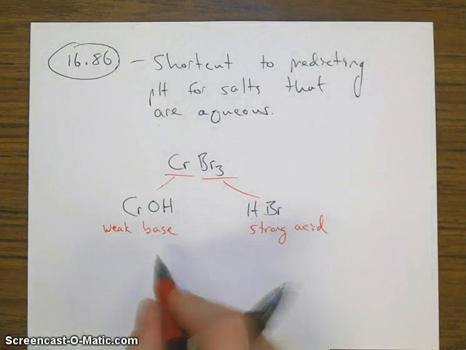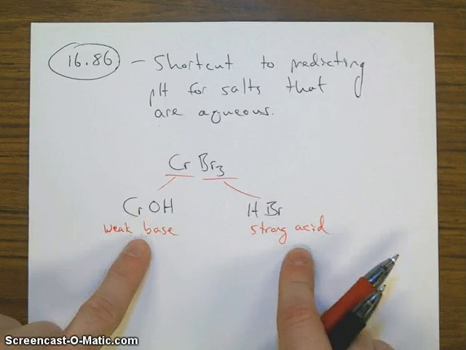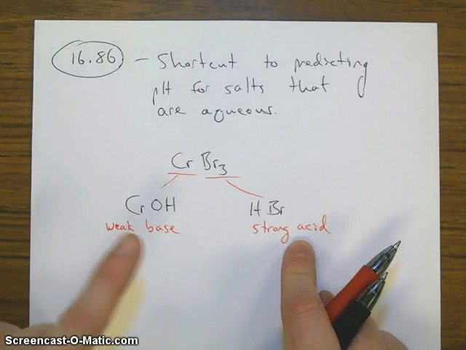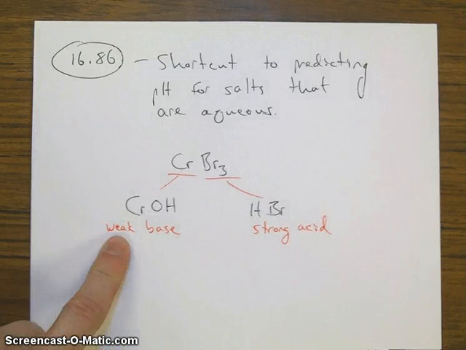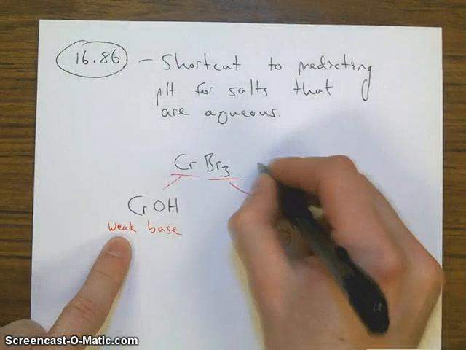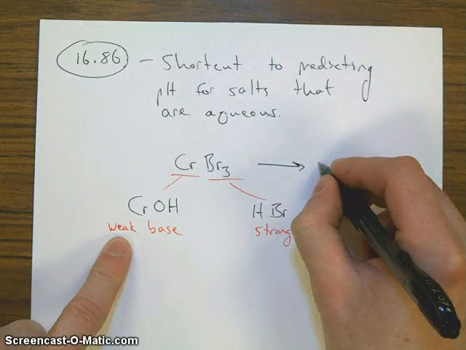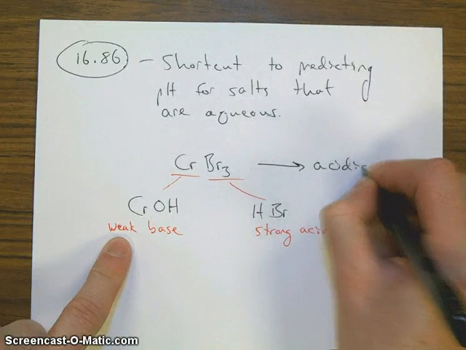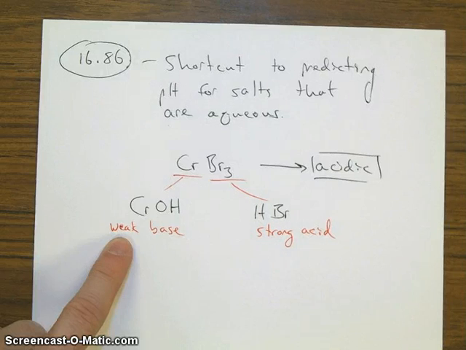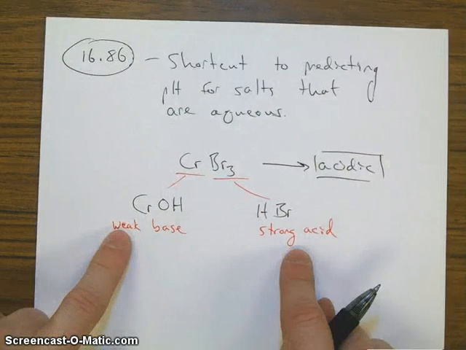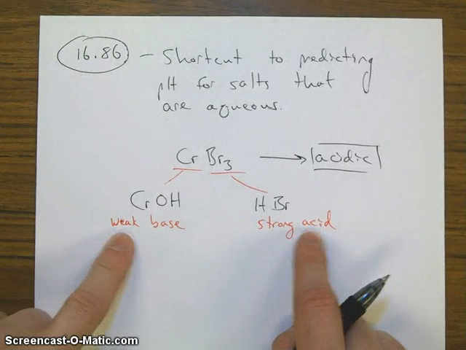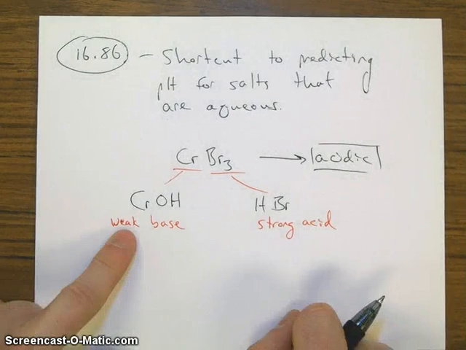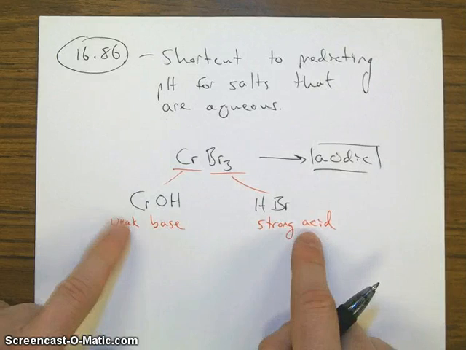So now we're going to see how these two interact with one another. Weak base versus the strong acid. Well, the strong is going to beat the weak. Therefore, this, when dissolved in water, is going to be an acidic solution. Take, for example, say it was strong base, strong acid. It would have been neutral because they balance each other out. Weak base, weak acid, balance each other out, would have been neutral. If it was a strong base and weak acid, it would have been a basic solution.